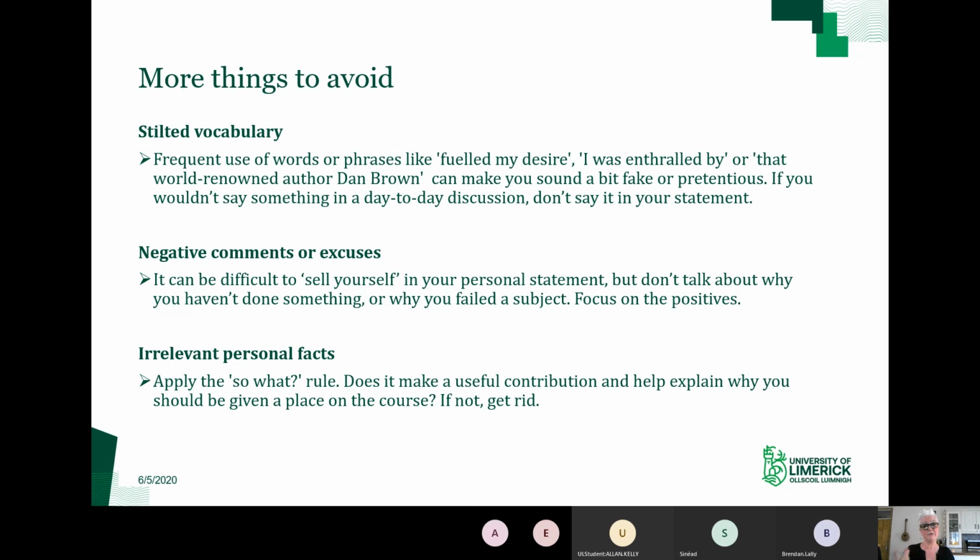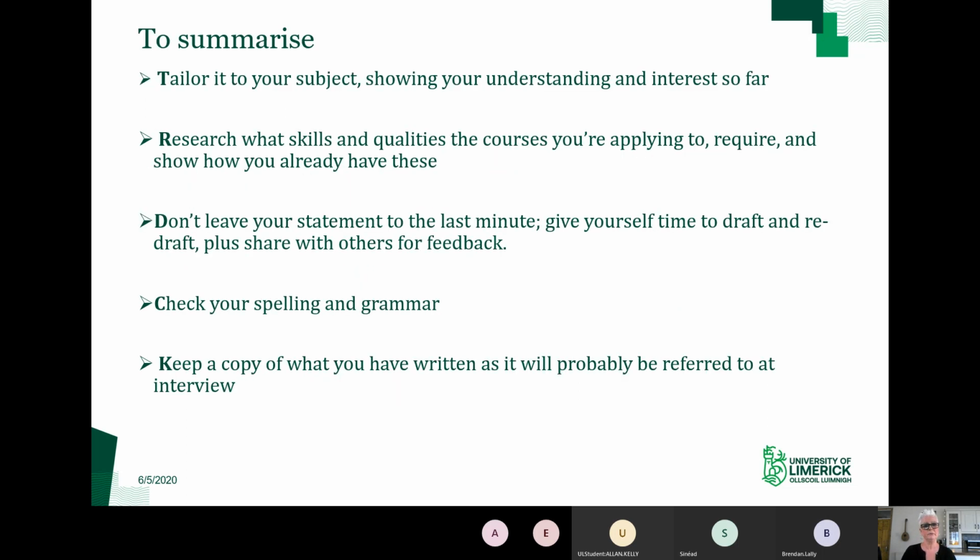Finally, I suppose anything that's irrelevant, don't include it. You need to think about, okay, is this of relevance to the person who's reading my statement? If not, leave it out. Okay, so no negative comments, no irrelevant information, and no stilted vocabulary.